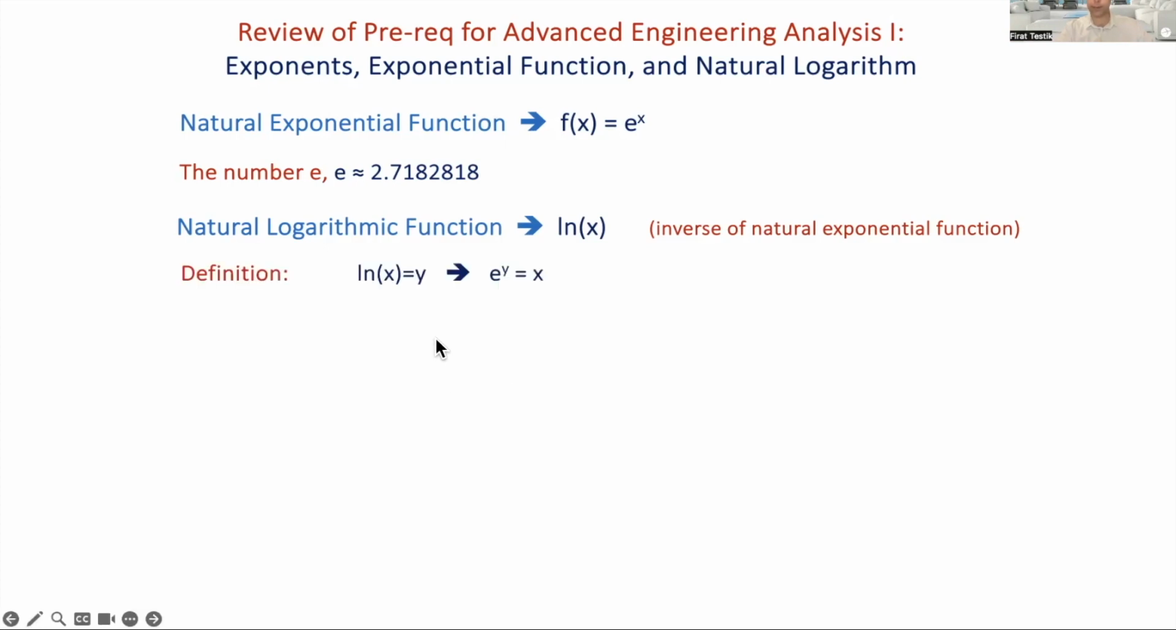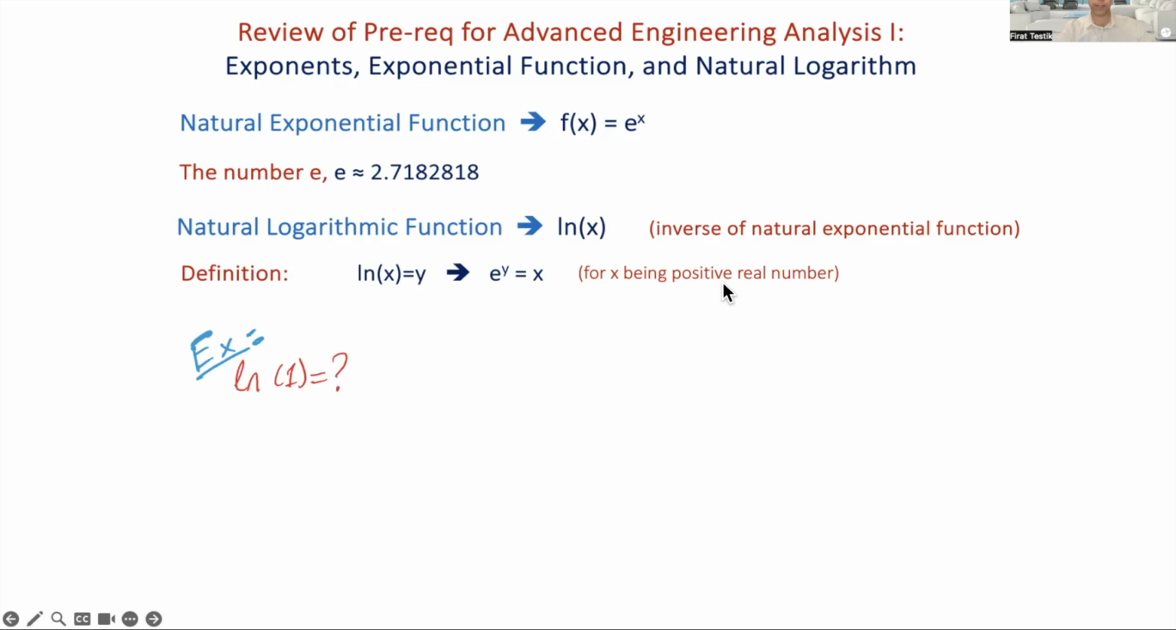So let's first define natural logarithm. ln of x is equal to y. So if natural logarithm of x is equal to y, then argument of the natural logarithm, which is x, should be equal to e to the power y, or basically e to the power y is equal to x. So this is the definition of the natural logarithm. Note that x, the argument of natural logarithm, should be a positive real number.